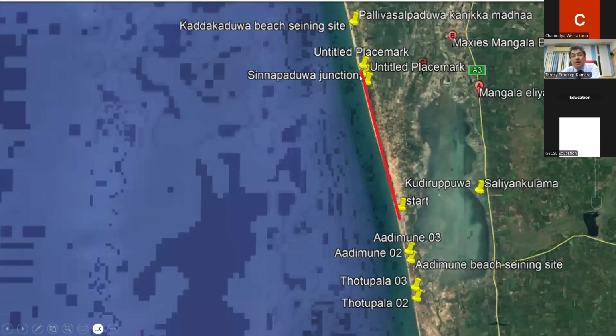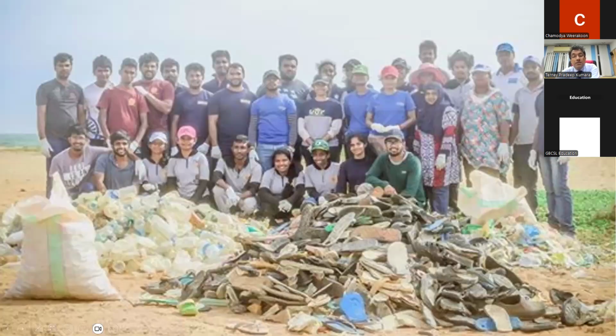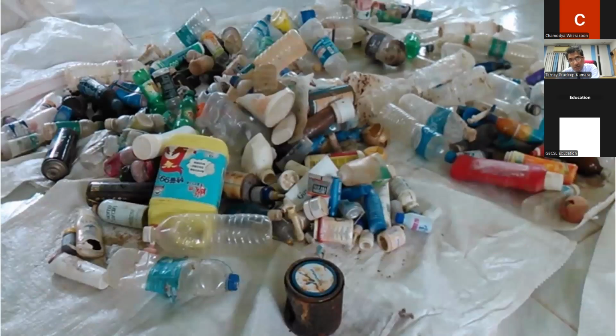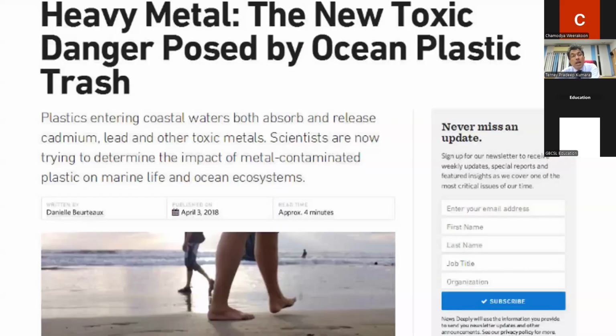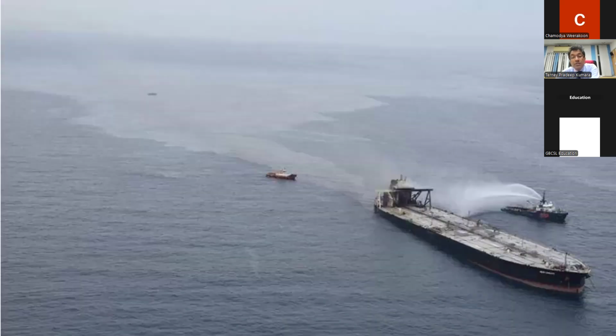From Sinnapado to Adimune, the whole coast in Nigambo is covered with this sort of garbage. You can see some cleanups, right? Waste came from other countries through ocean currents and ocean winds. So those are called transboundary waste, as I told you. This waste also brings a high amount of heavy metals, and therefore toxic pollution also comes with solid waste, right?